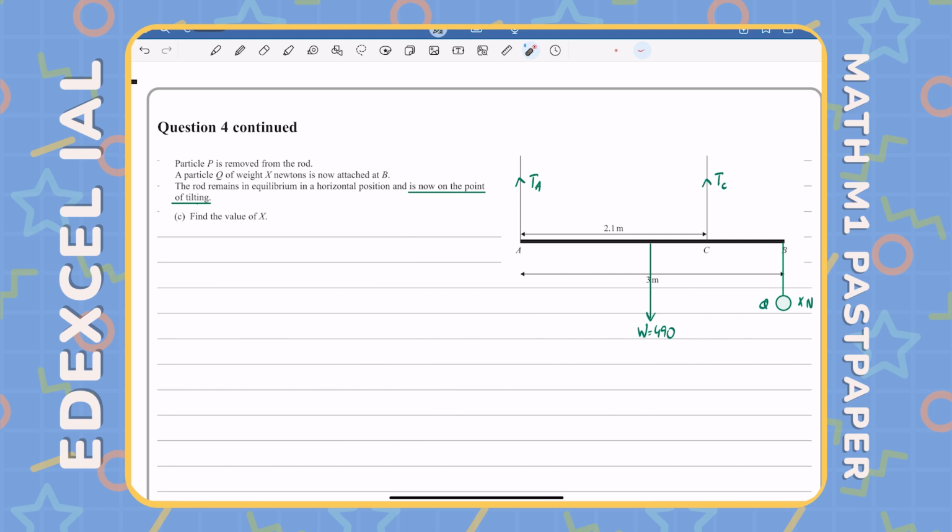If the rod is about to tilt, I want you to pause and think for a minute. Will it go upwards or will it go downwards? The rod is hanging with the help of these two strings, and there's the weight of the rod itself, and then there's another weight over here. So where do you think this rod will tilt? Well, if you think about it, this rod will obviously move in this direction.